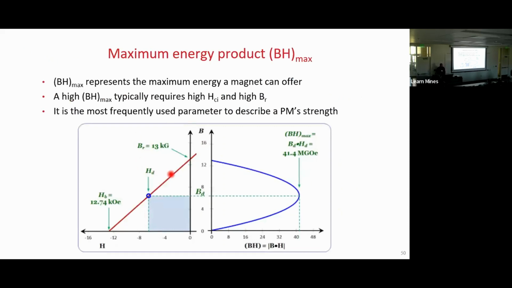So here is one example. Assume you have a straight line BH curve, and then you pick the maximum one. This is the demagnetization field. In total, you plot the BH curve, you find, oh, here's the maximum number. I happen to get 41.4. So my grade is 40 megagauss-oersted, also said for one magnet, N40.